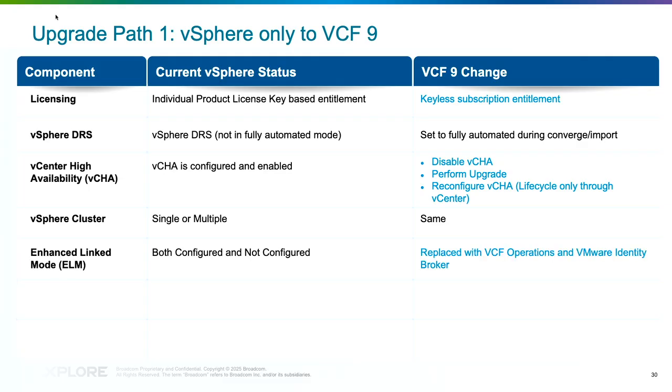So enhanced linked mode, if you have it configured in your source vSphere environment, you have to disable it and move to vSphere 9. Enhanced linked mode is deprecated in vSphere 9, but deprecation doesn't mean it's gone away. Deprecation just means it's an intent for us to replace it with something else. And the something else exists in VCF 9. So we have a lot of equivalent capability in VCF 9.